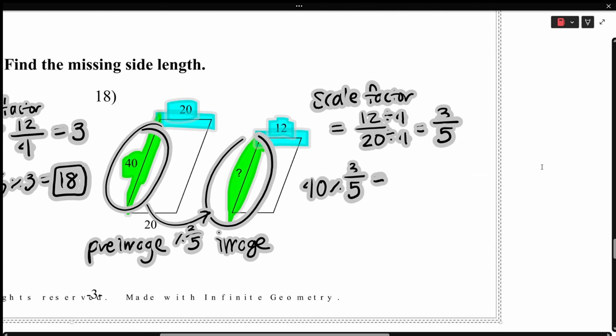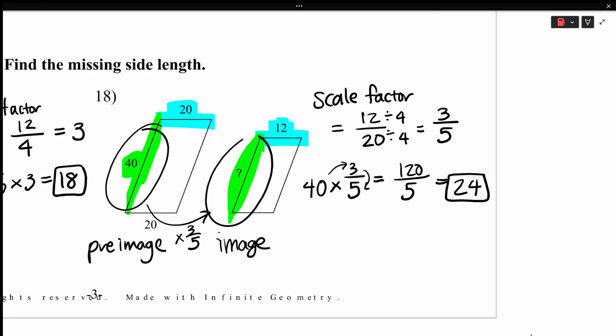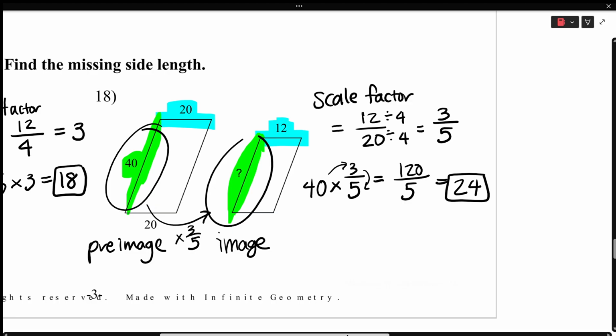Oh, just kidding. Okay, 40 times 3 over 5: multiply to the top, then divide by the bottom. 40 times 3 is 120, divided by 5, that is 24. Okay, so our missing side is 24.